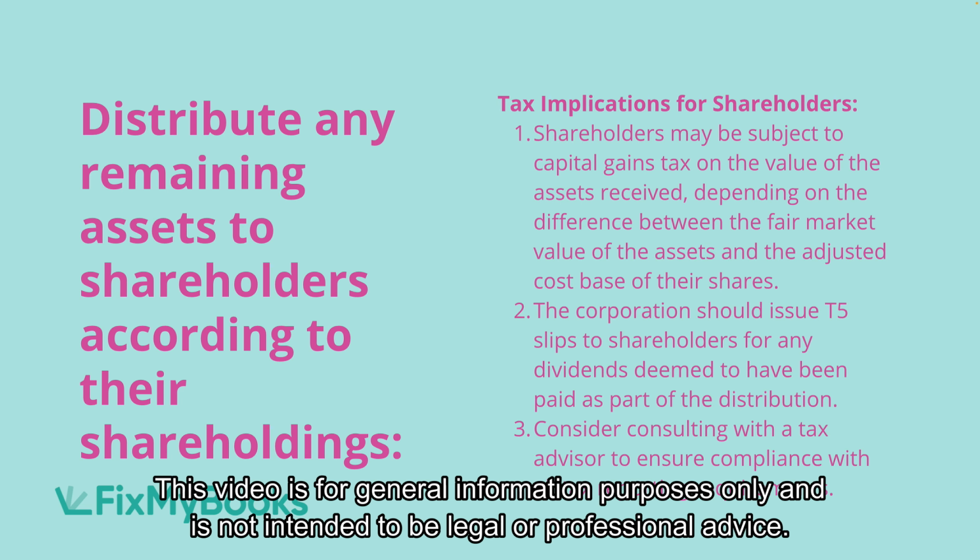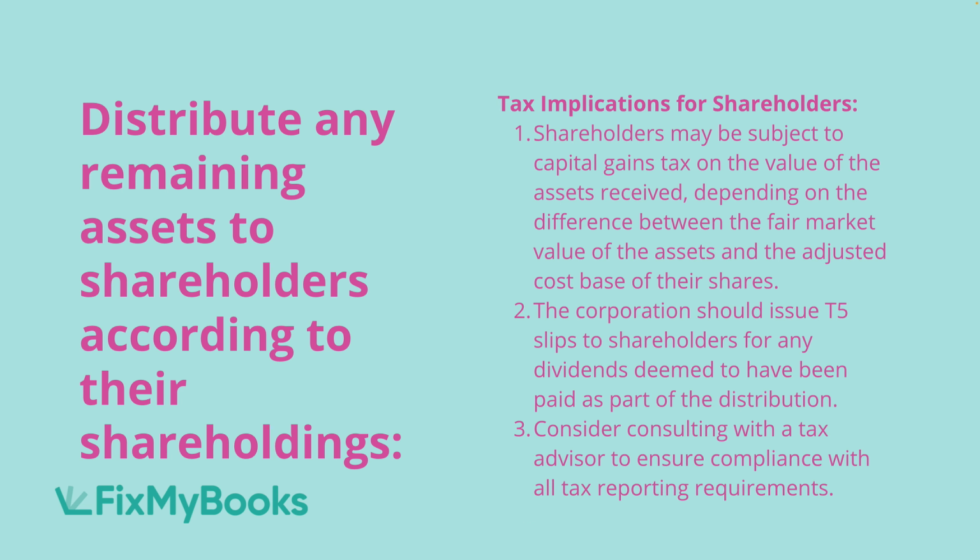So if they're receiving some sort of asset which is valued at like $1 million, but they spent, well, just make it easy, $100,000 on the shares, then they've got a difference of 900,000. So they've got a gain there of 900,000.